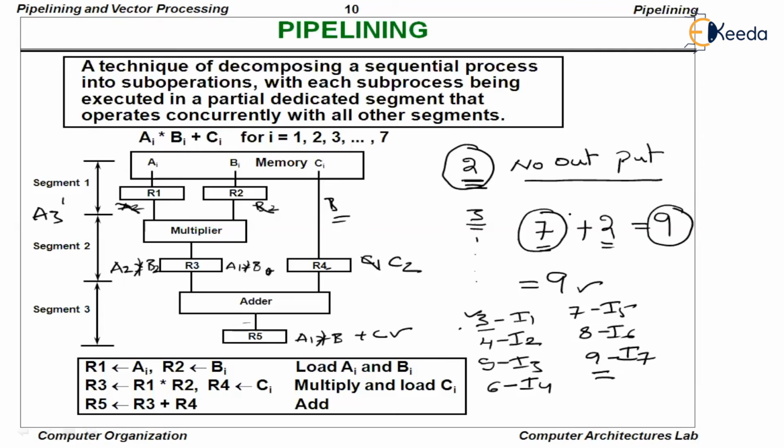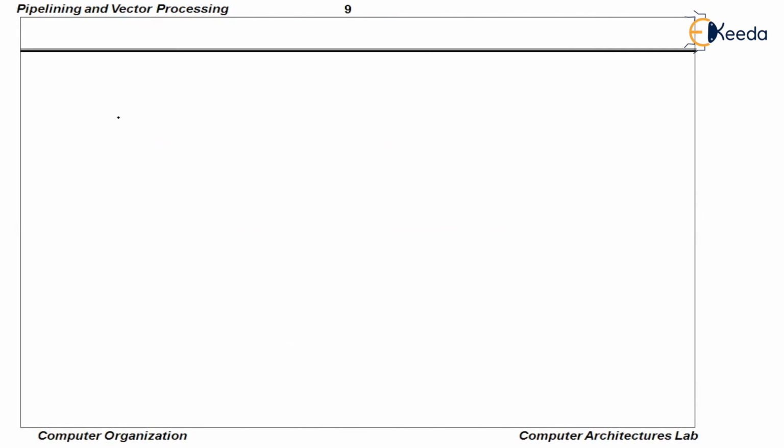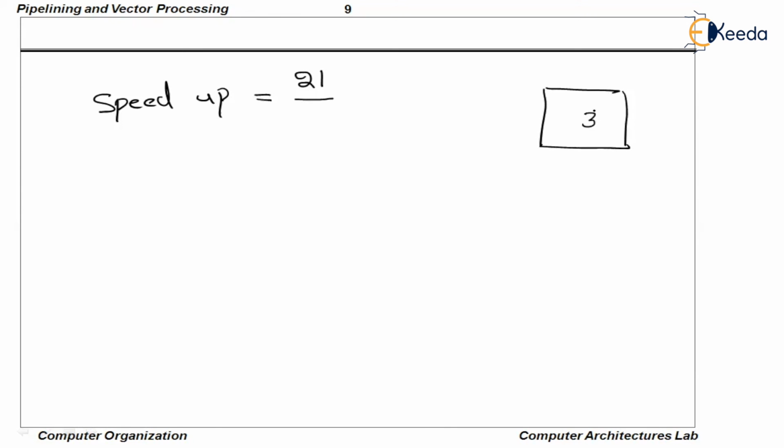Now understand throughput. Okay, what is throughput? We talk about a speed up. What is the difference of the speed up in a non-pipeline system and a pipeline system? How many clock cycles are required in a non-pipeline system? We know that 21 clock cycles are required in a non-pipeline system, because in a non-pipeline system, every instruction is taking 3 clock cycles. So total number of instructions is 7. 7 into 3 is equal to 21. But in a pipeline system, it's just 9 clock cycles, right?